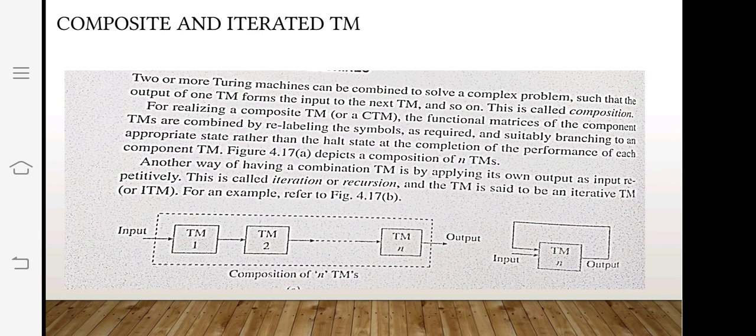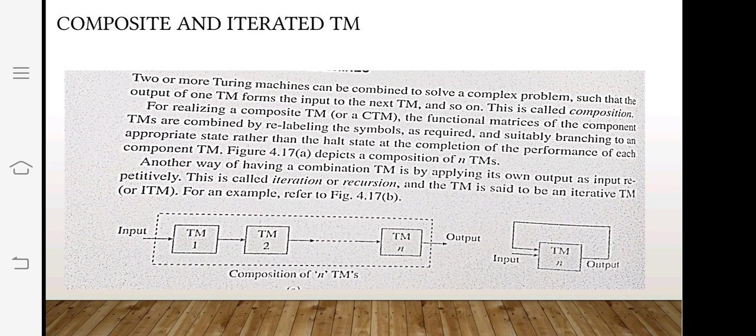And iterated means the same input is fed back, or a feedback loop is there. The output of the Turing machine is given as input to the same Turing machine, and the input is iterated here. So two or more machines can be combined to solve a complex problem such that the output of one Turing machine forms the input to the next Turing machine, and so on. This is called composition.